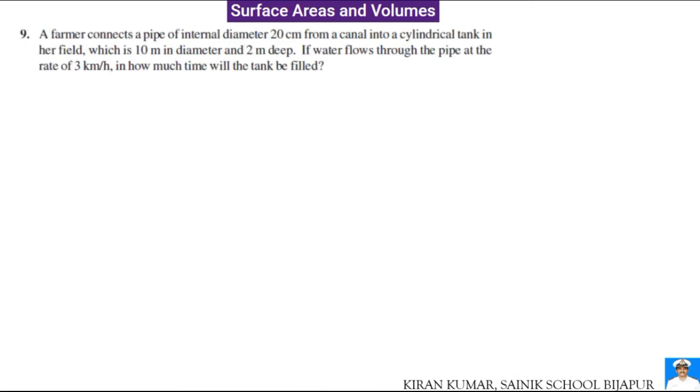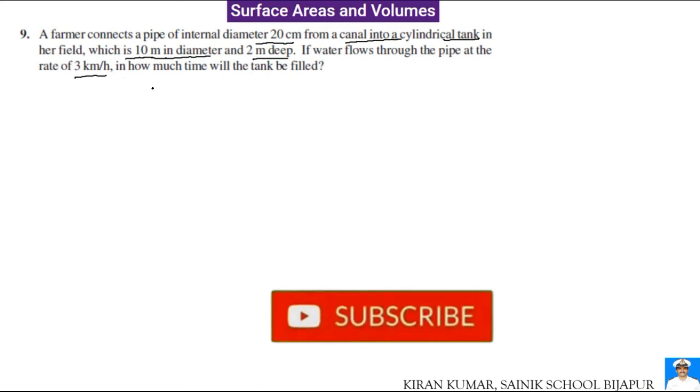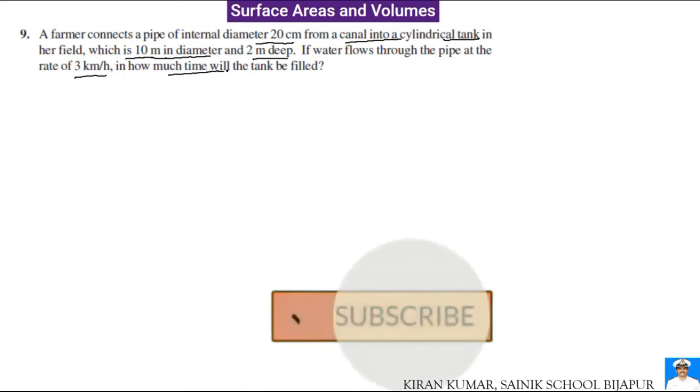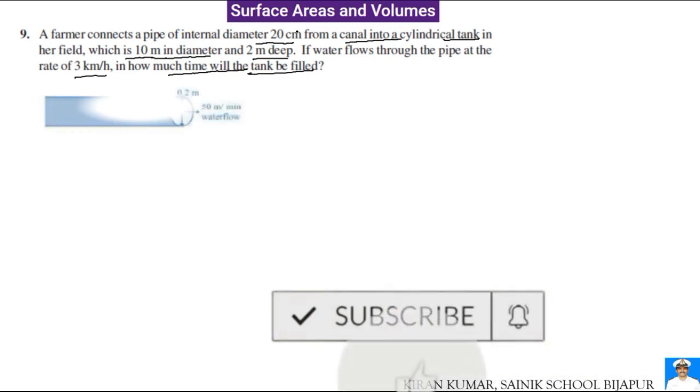Question number 9. This is the last question of the exercise. A farmer connects a pipe of internal diameter 20 centimeter from a canal into a cylindrical tank in her field, which is 10 meter in diameter, 2 meter deep. If water flows through the pipe at the speed of 3 km per hour, how much time would it take to fill the tank?